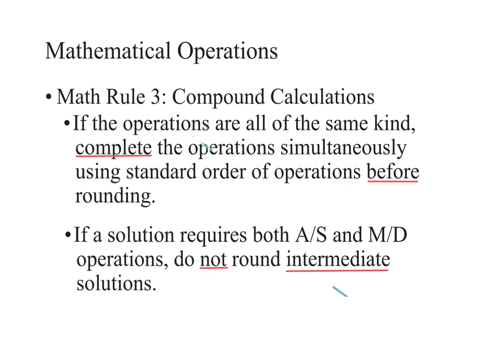Let's look at this third rule. Compound calculations. If the operations are all the same kind, complete the operation simultaneously using standard order of operations before you round. So if a solution requires both addition, subtraction, and multiplication, division, do not round intermediate solutions. All right. So round at the end. Do all of your calculations, determine your significant digits, and then round your final answer. Don't do it in between. That's what these are telling you here.